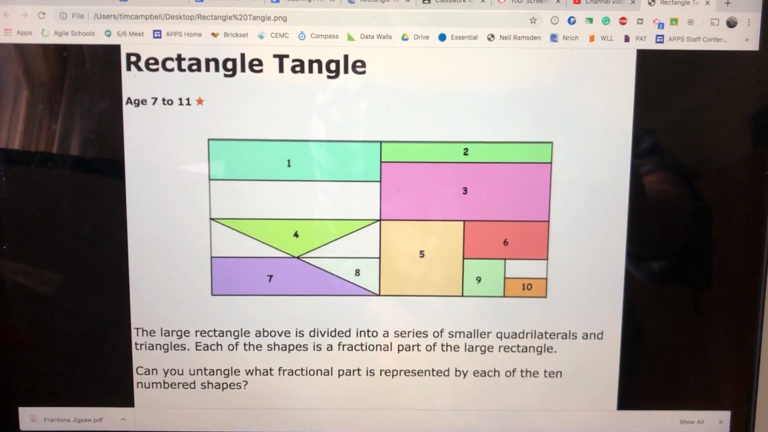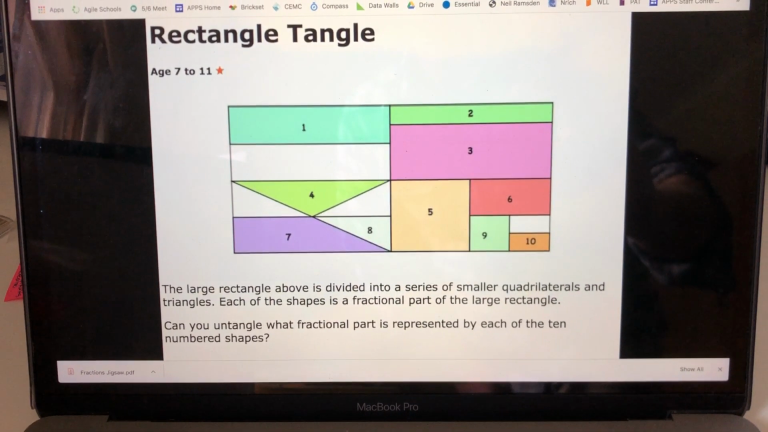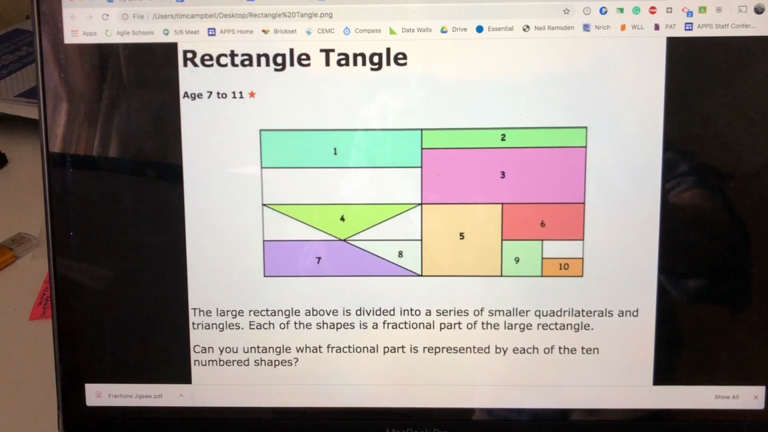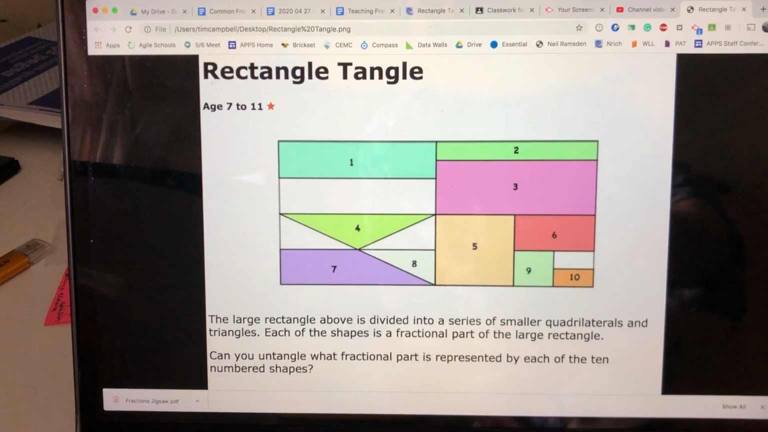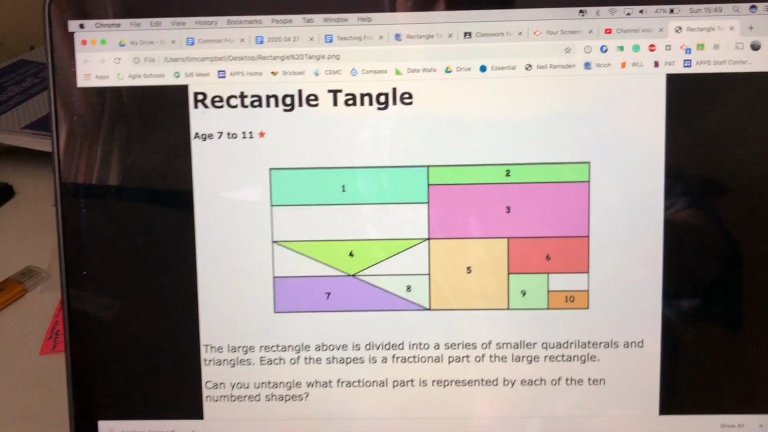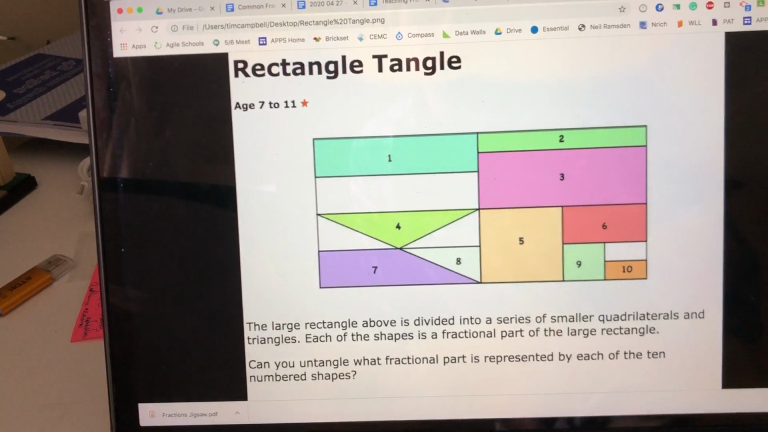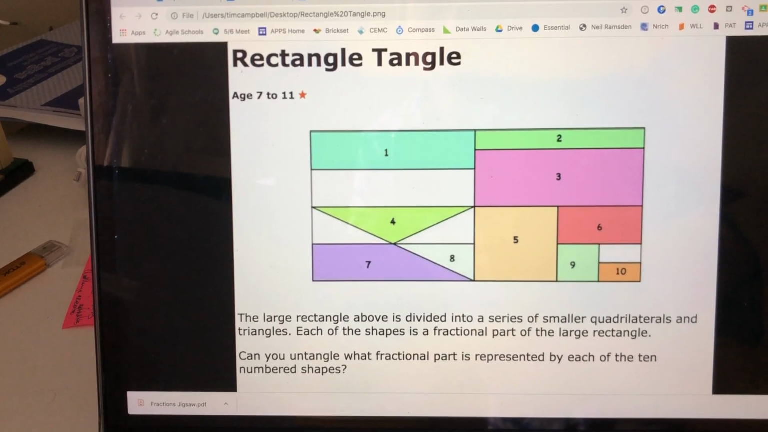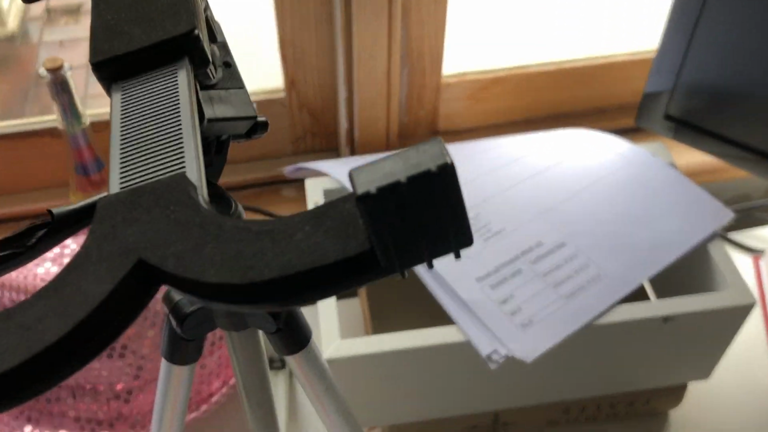Okay, 5/6s. This video is explaining how to work through the activity Rectangle Tangle. It's one of my favourite activities to help you understand your common fractions. What we're doing is finding fraction values of the whole thing. So here's a copy that I just pulled off the printer.